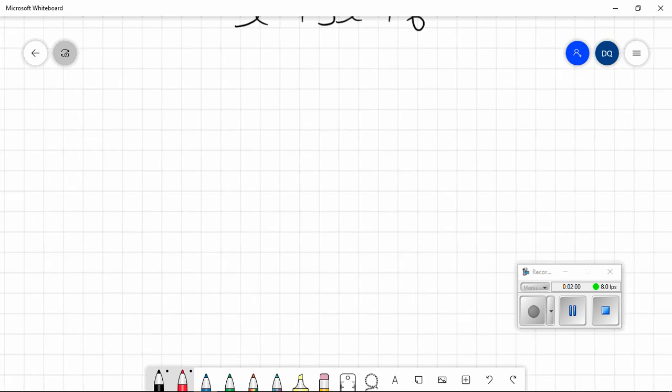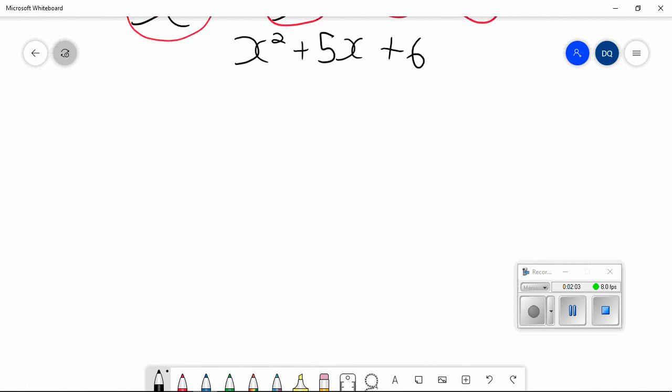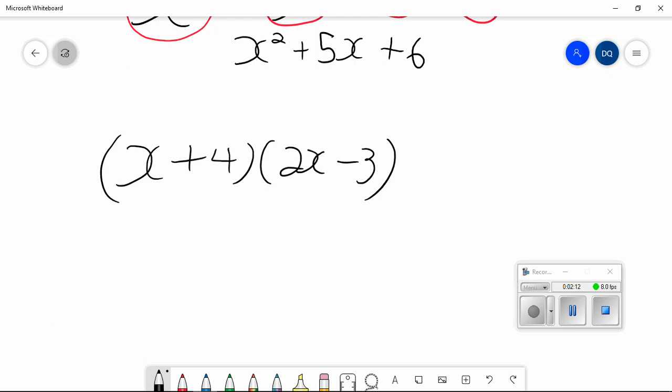Let's do an example with, say, negatives in here. So I've got x plus 4 times 2x minus 3. Okay, slightly trickier example, but we're going to follow the same acronym. FOIL first, and our first terms are x times 2x. That gives me 2 times x times x. I'll write that out in full. 2 times x times x. That's my first term.